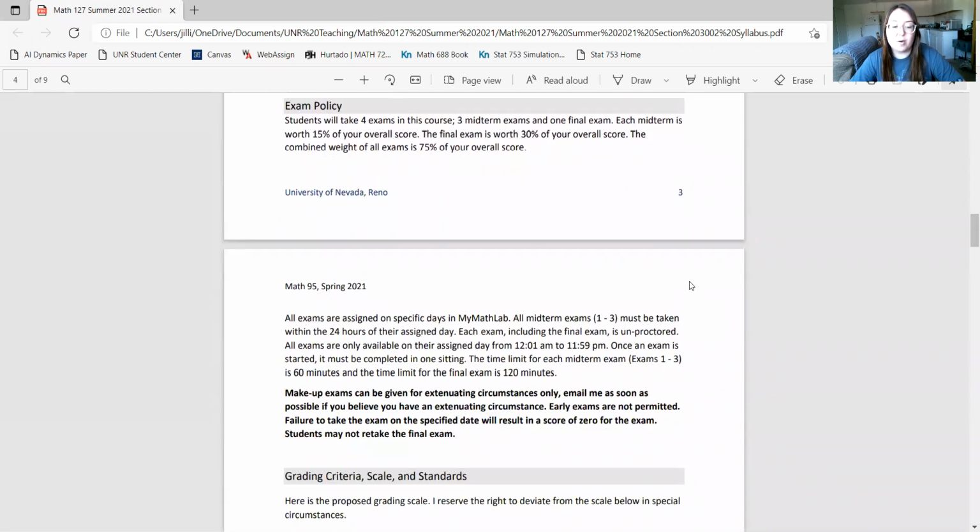All right, so quickly going over the exam policy. You're taking 4 exams this semester, 3 midterms and a final. Each midterm is 15% of your grade. The final is 30%. So all of the exams are going to be worth 75% of your overall score. So 75% of your grade is going to be exams.